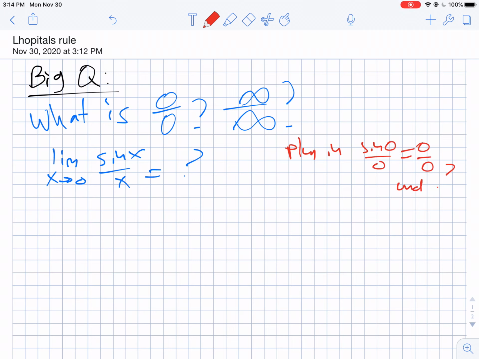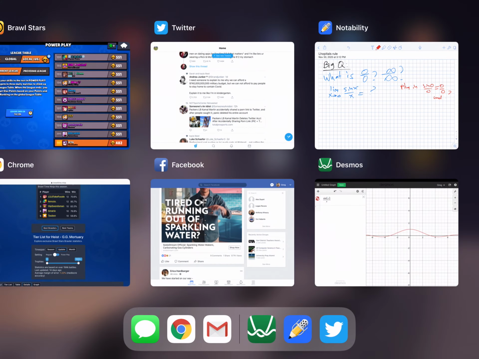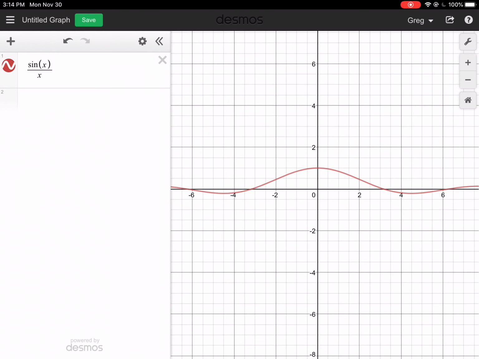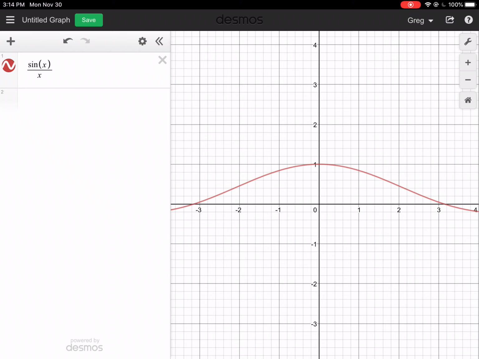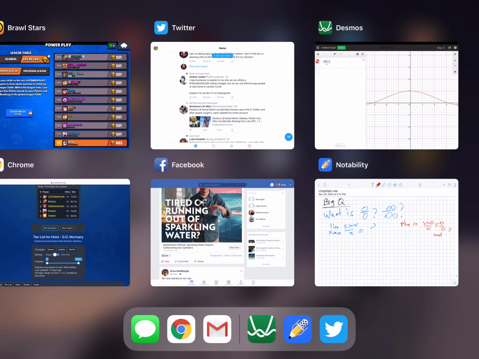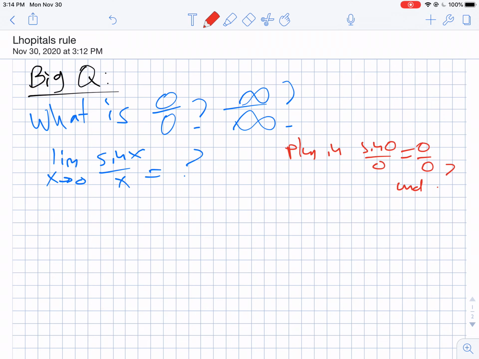But if you were to take a look at a graph of sine of x over x, which I've graphed right here, we can see very clearly that that limit is exactly 1. It's going towards a height of 1. So the question is, how can we show that algebraically? How can we prove that this limit is 1 using algebra instead of being forced to resort to a graph? And that is our topic for today, which is called L'Hopital's rule.